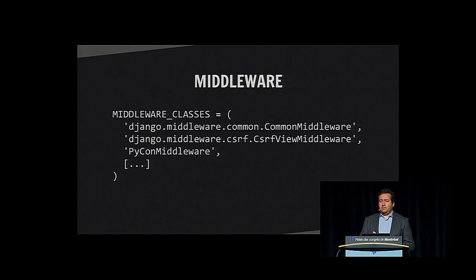On the way in, when we're dealing with our request middlewares, our view middlewares, we process through this list top to bottom. So first we run common middleware, then CSRF view, and then our PyCon middleware. But on the way back, once we've already got our view, we run it from bottom to top. So first we'd run the PyCon middleware, then the CSRF view, and then common. And generally this will do the right thing, but not always.